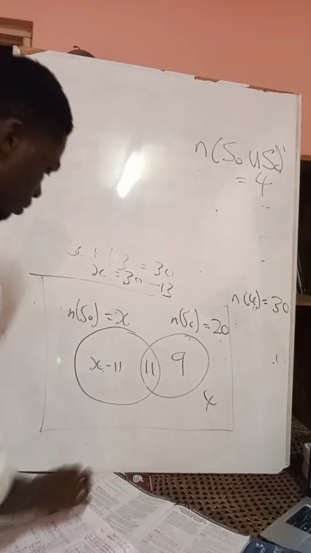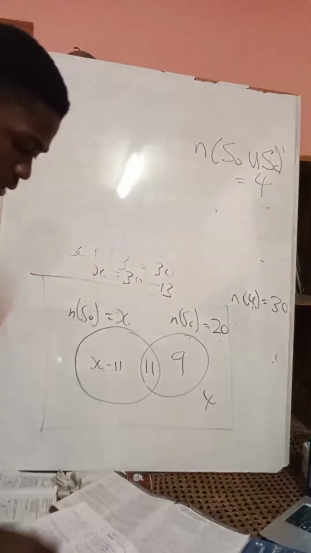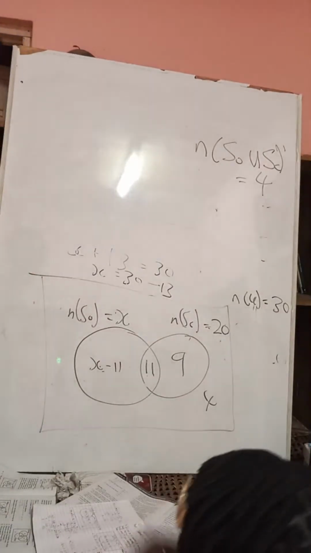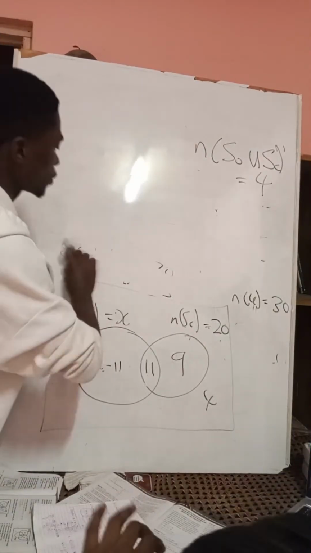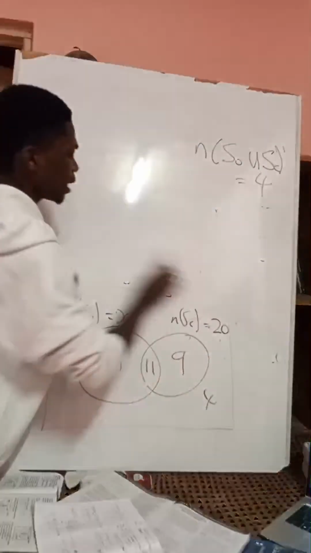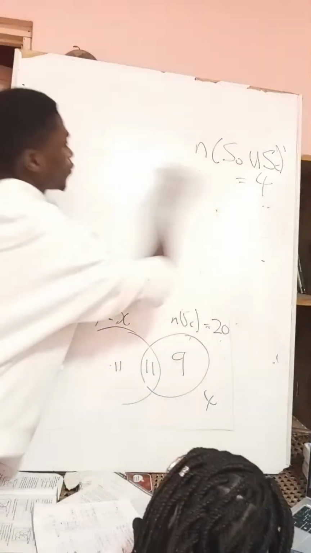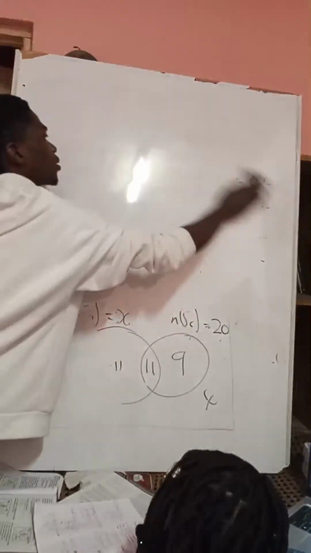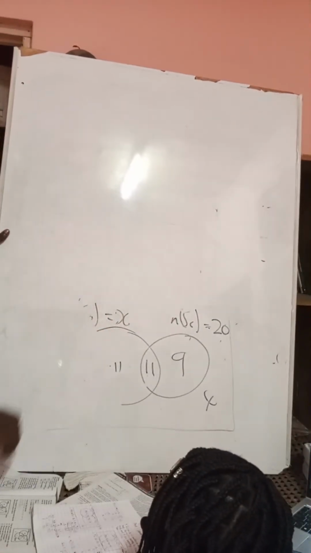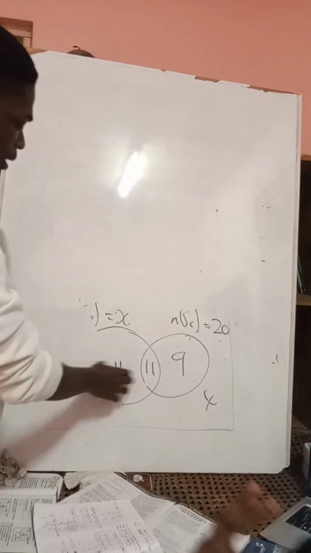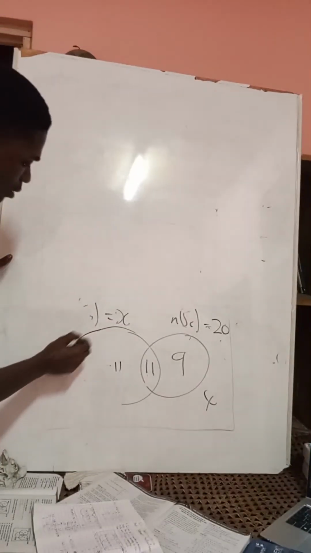Okay, so let's start from the one. The question asks for probability, right? Probability of what? Of meeting a student who passed in one subject only. So it should be here and here, this side and this side.